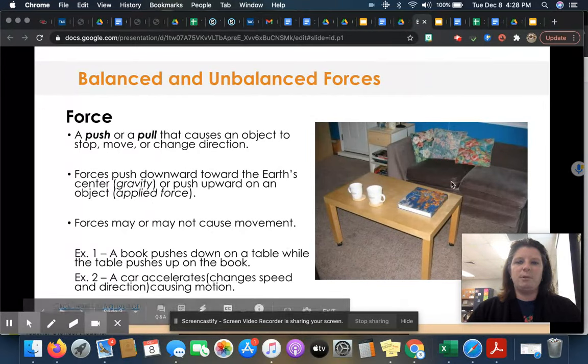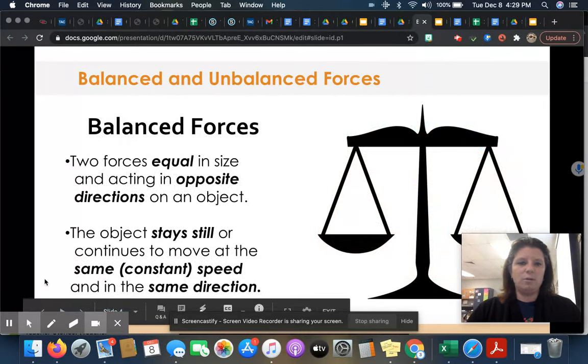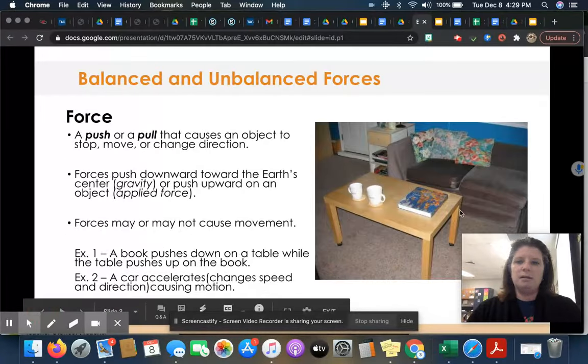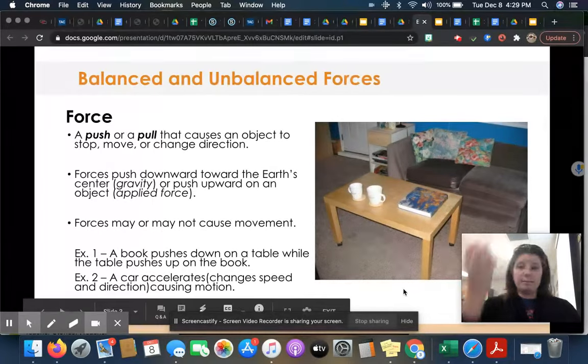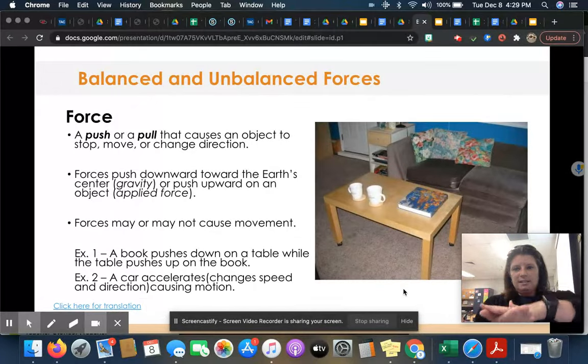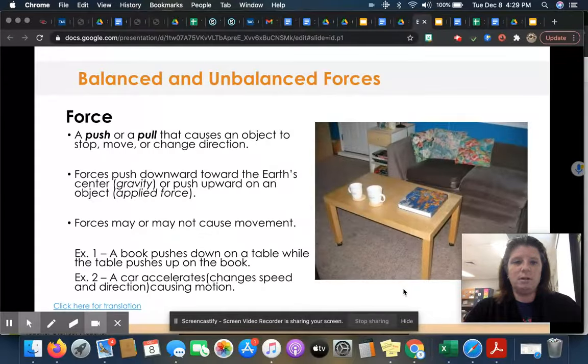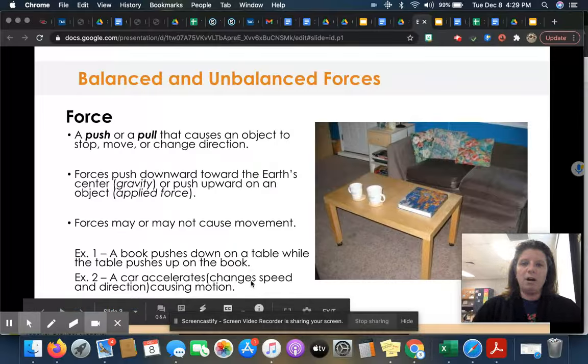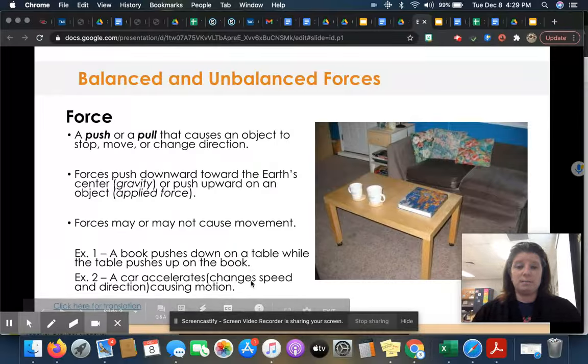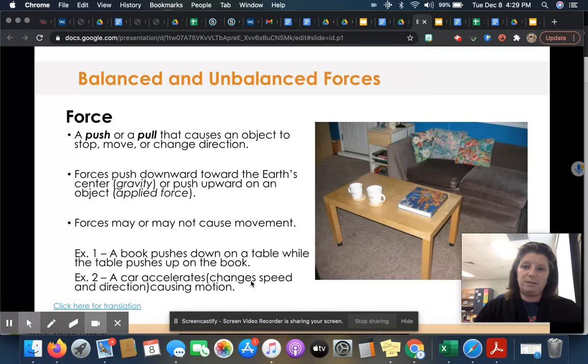So for example, I have this book right here on the table. I have gravity that's pulling it down. So it's sitting on the table, but the table is applying a force from the bottom by standing there, and that is holding it up. So it's two types of forces on that object right there. Okay, a car accelerating. When the car is accelerating, you're pushing on the gas pedal and you're increasing the amount of speed that the car is going and changing direction, which causes motion.